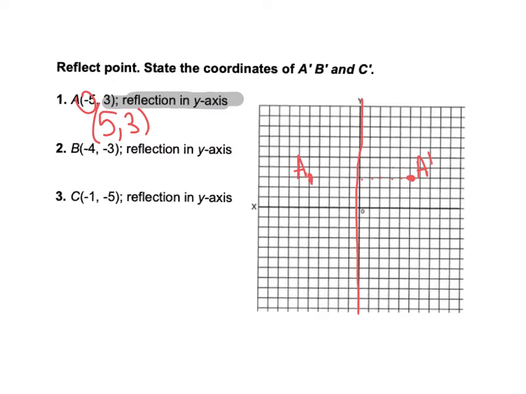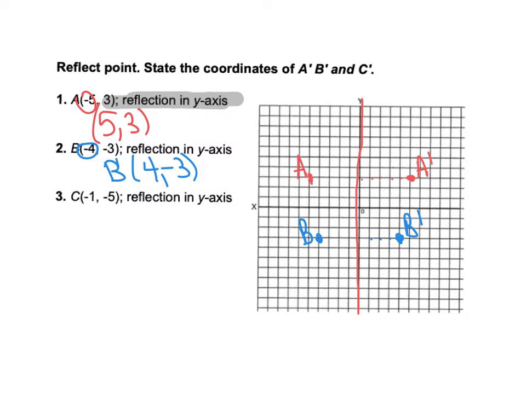If I start at -4, -3 for point B, 1, 2, 3, 4, 1, 2, here's my point B. I am reflecting across the y-axis, so right now I am 4 units to the left. I need to be 4 units to the right. When my point is reflected across the y-axis, it started at -4, -3, my new point is +4, -3. So the order didn't change. The only thing that changed was the positive or negative sign of my x value.